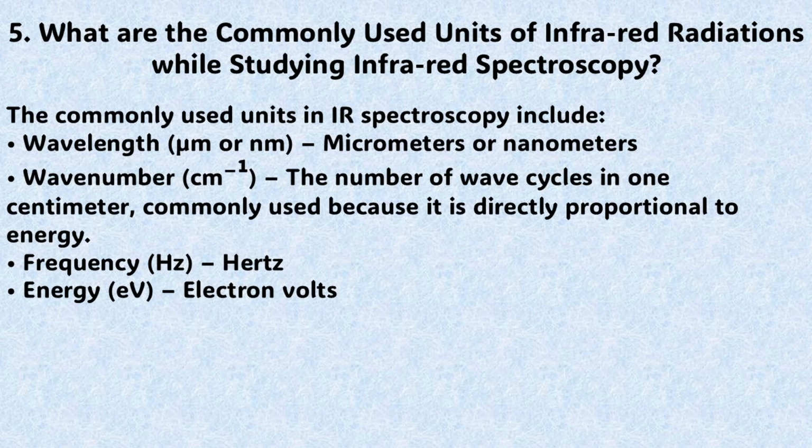Wave number, cm^-1, the number of wave cycles in 1 centimeter, is commonly used because it is directly proportional to energy. Frequency, Hz, Hertz. Energy, eV, electron volts.